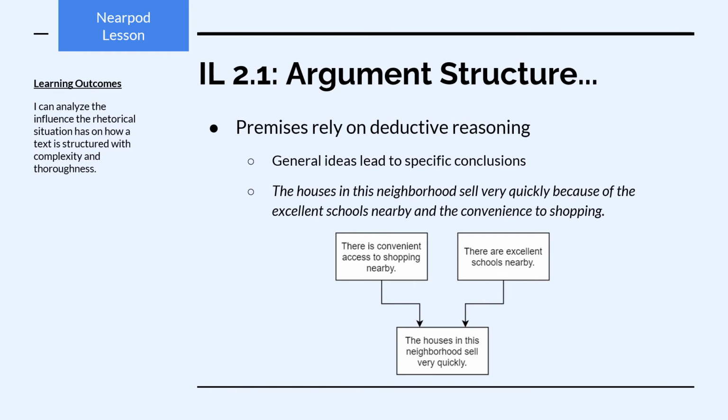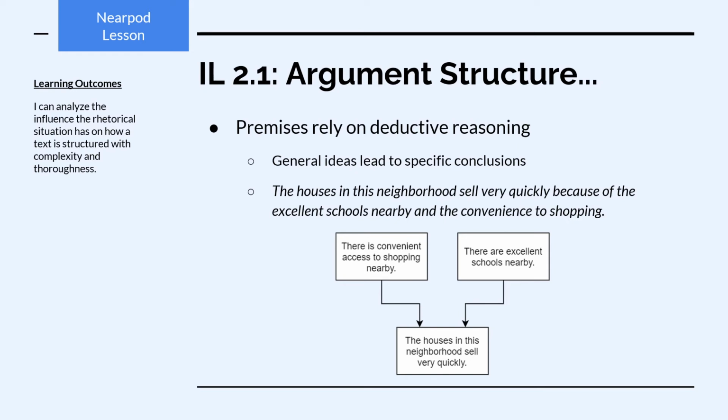The way that you can tell apart premises from examples is that premises rely on deductive reasoning. Deductive reasoning is the process of beginning with general ideas and from those following them to specific conclusions. Okay? For instance, in this short argument here, the houses in this neighborhood sell very quickly because of the excellent schools nearby and the convenience to shopping.